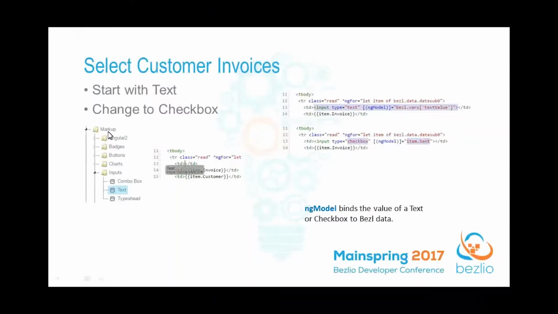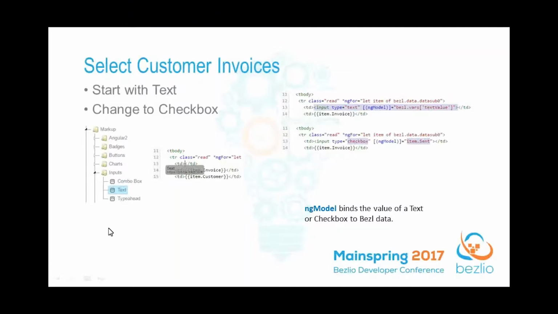Now we don't have a checkbox in our markup section just yet, but what we can do is actually take and use our text tool here and drag that over and drop it. And then this is going to be what's dropped into our design mode. And then what we're going to do is change some items here. We're going to change the type from text to checkbox. And then we're also going to change what value is being represented here. And it happens to be everything in between the double quotes here. So we're going to replace the default, which is simply a variable, we're going to replace the text value with item.sent.